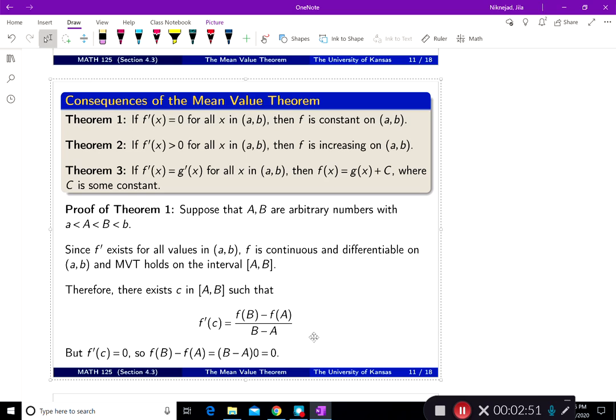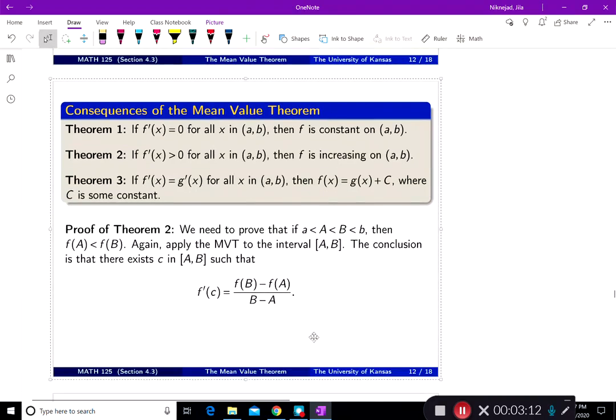So that proves the first theorem, because it says for any 2 points in the interval, we can pick them, and we find that the 2 points give you the same output.